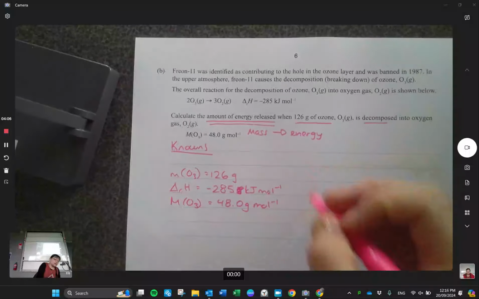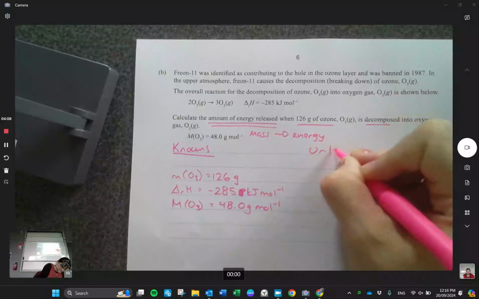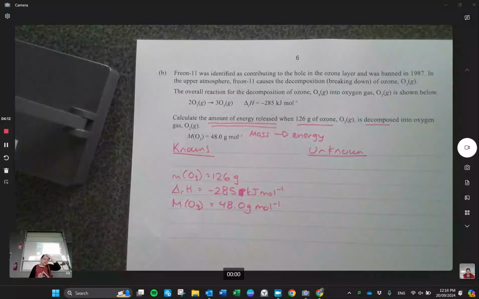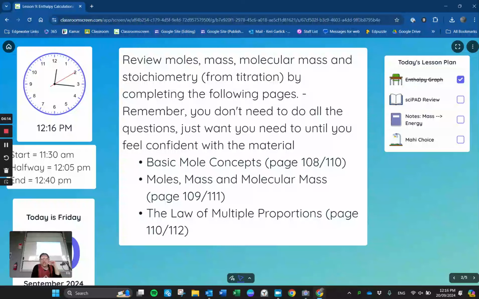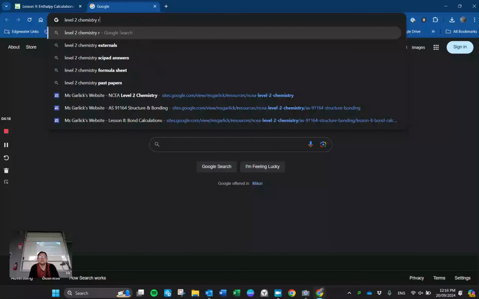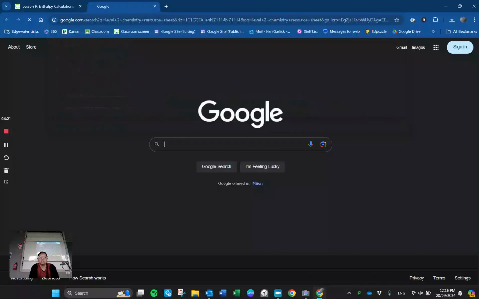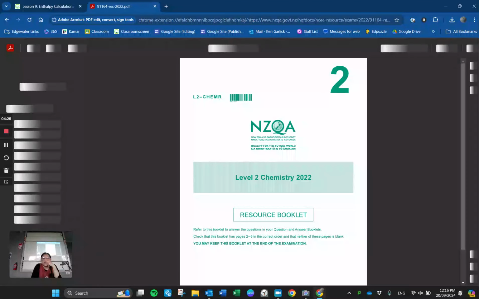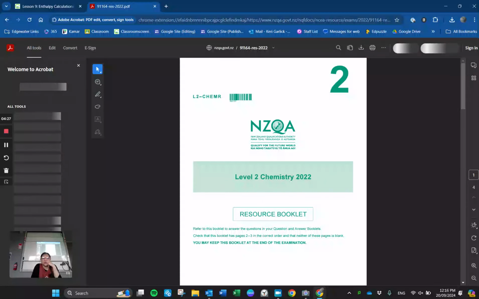So now we've got to figure out the unknown, what I'm trying to solve for. And the unknown that I'm trying to solve for is the energy release. Let's look actually at the equations they give you in your resource book, level 2 chemistry resource sheet or booklet, just so you guys know what you're doing with the equations. So you do get this resource on the exam.